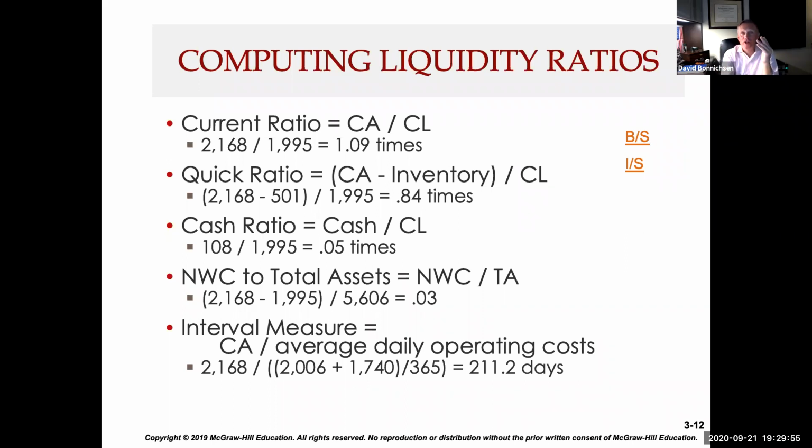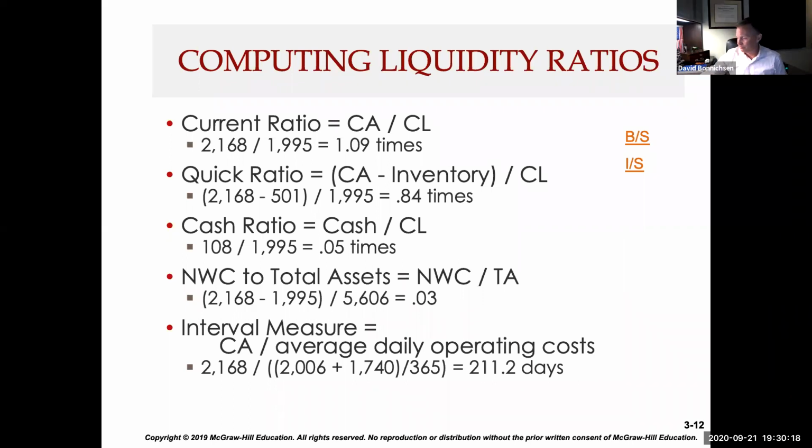The third, cash ratio. Strictly looking at cash only. We take cash divided by current liabilities. And now all of a sudden we drop to 0.05 from the cash ratio.